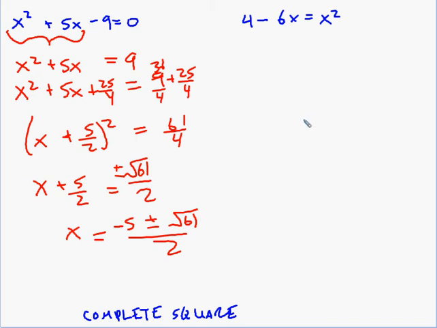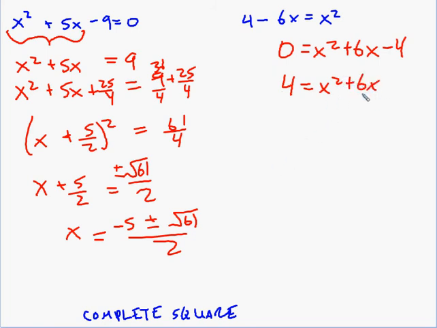Alright, this next one. Let's get everything to one side. I shouldn't have done that. I should have left the 4 over there, so I will. And go back, go round and round.